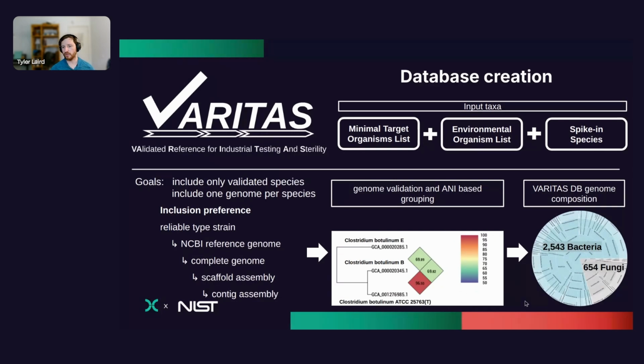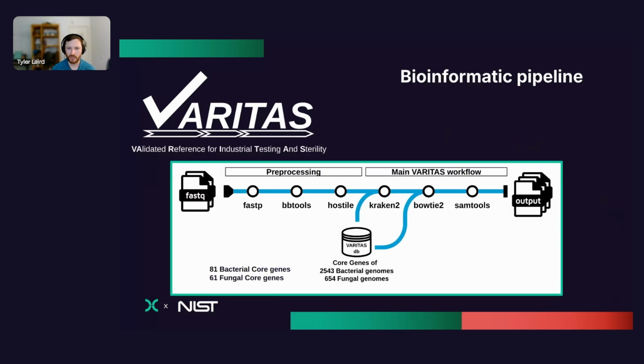And this ultimately resulted in the VARITAS database, which contained genomes from 2,543 bacterial species and 654 fungal genomes. So now that I've talked about the database itself, I'll go more into the bioinformatic pipeline. This can be broken up into two main chunks.